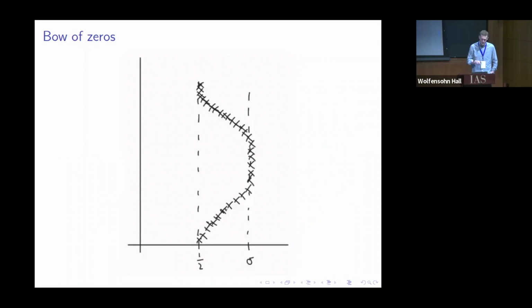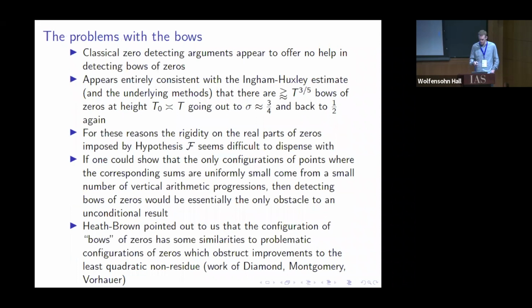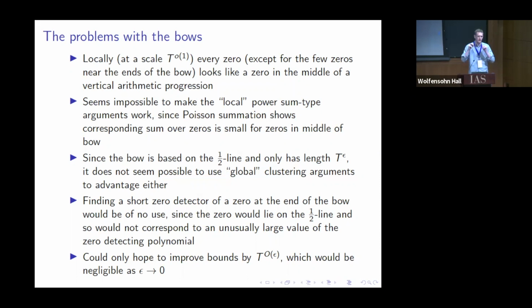But why is this problematic for us? Oops. So here's the problem. If I look locally, if I zoom in on any particular zero, then every zero, except maybe a couple of zeros at the end of a bow where we're back on the half line, looks like the middle of an arithmetic progression. The real parts are changing very slowly, so locally the real parts are almost constant. And then vertically, I'm in an arithmetic progression. So this really seems to mess with the power sum kind of ideas.